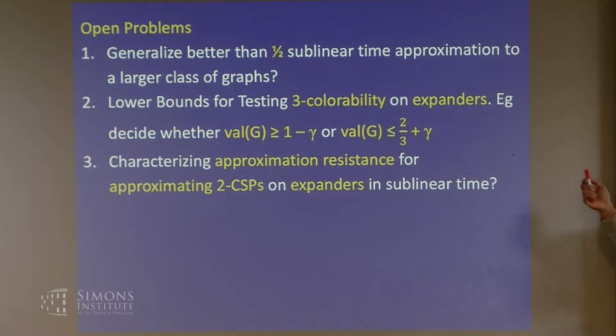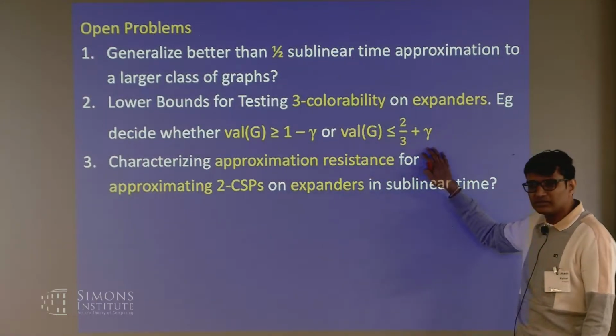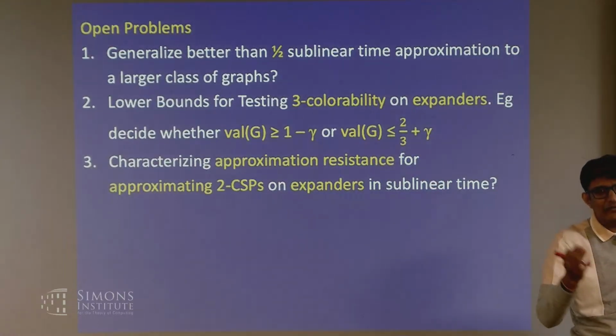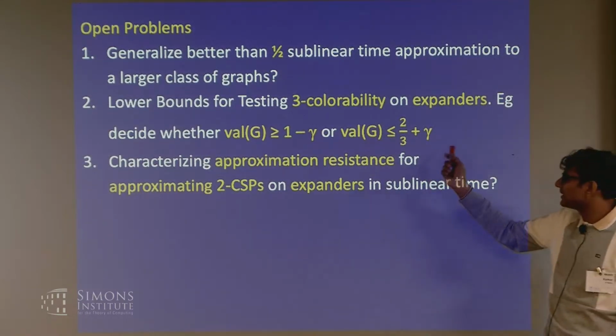But here what I'm interested in is the following situation. Here I'm trying to shoot for a very large gap. Take any graph. If you look at the 3-colorability value of that graph, it's going to be at least 2/3. Just take a random coloring. That suggests that you can always satisfy 2/3 of the edges. So here I am shooting for the largest possible gap.